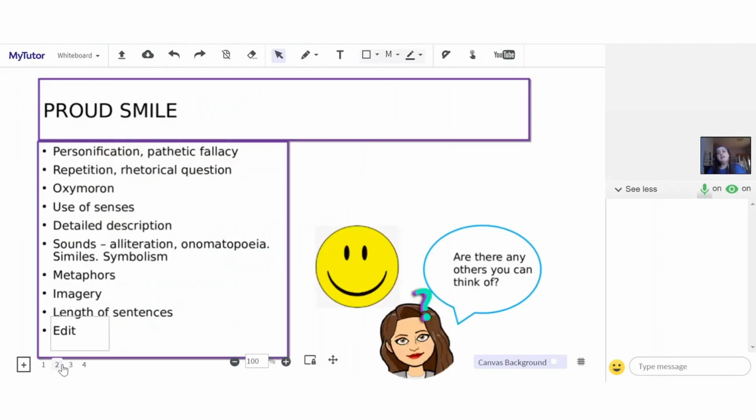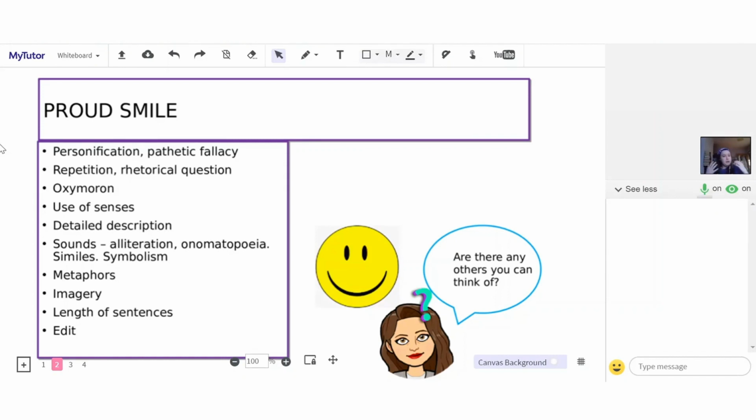Now, what I suggest for my students is that we use this PROUD SMILE acronym to remember as many language devices and techniques as we can. As you can see, there is a range there of the things that you could talk about. These aren't an exclusive list. There is more out there that you could talk about, but unfortunately you can't find an acronym to fit all of them, or at least I haven't yet.